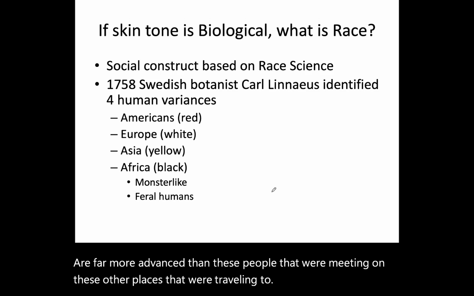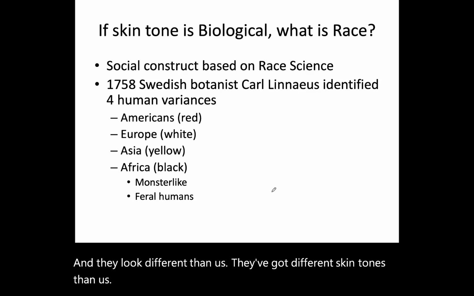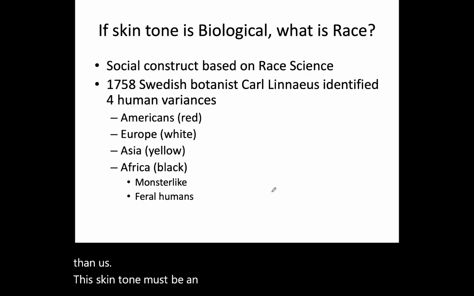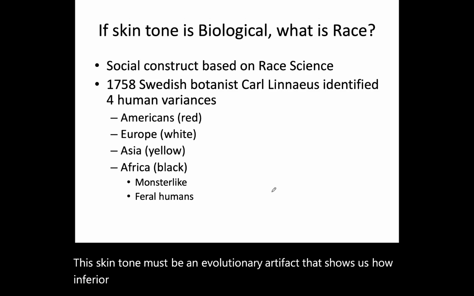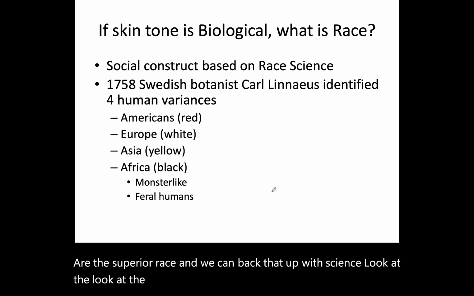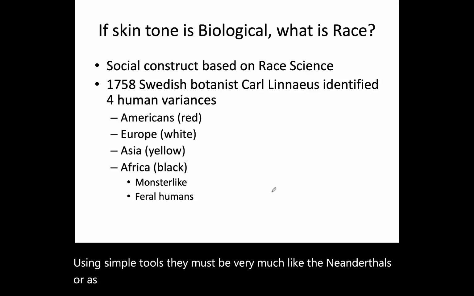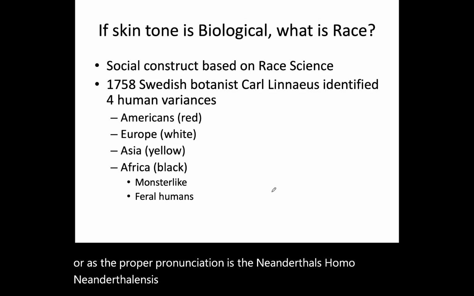And they look different than us. They've got different skin tones than us. This skin tone must be an evolutionary artifact that shows just how inferior they are. And us, as the white Europeans, are the superior race. And we can back that up with science. Look at the black Aboriginal Australians. They're using simple tools. They must be very much like the Neanderthals, right? Homo neanderthalensis, the original caveman.